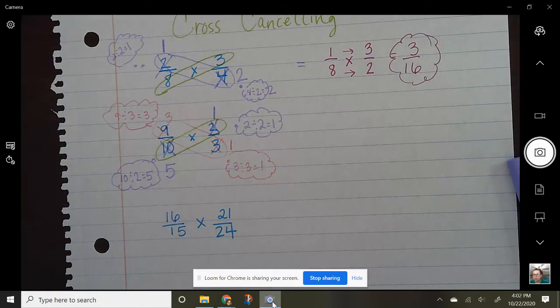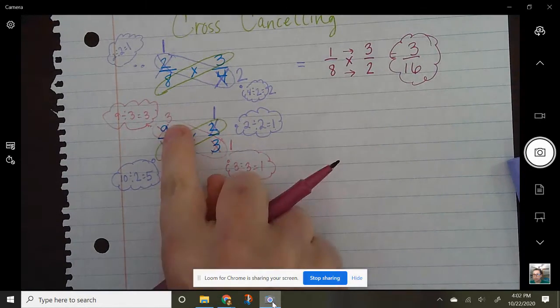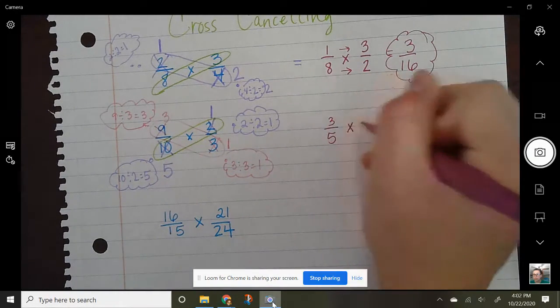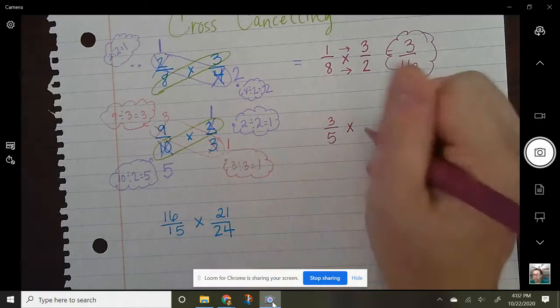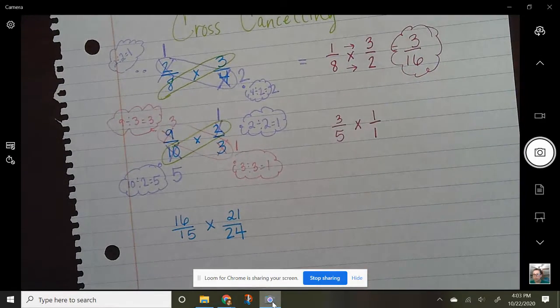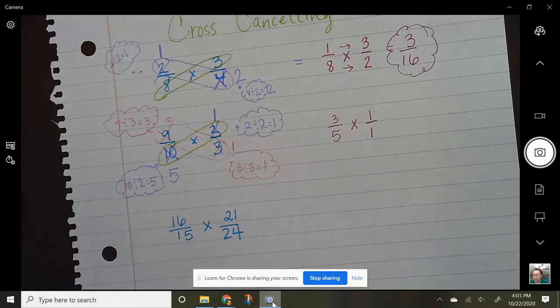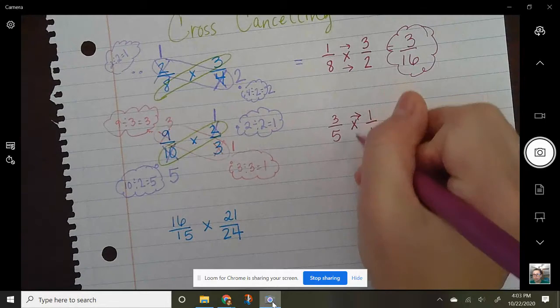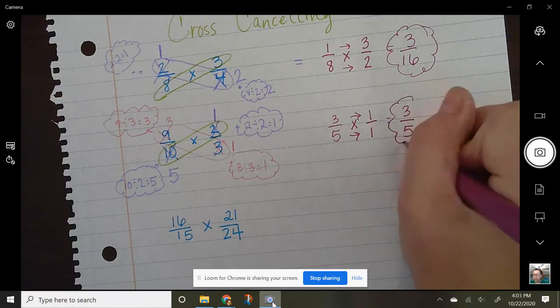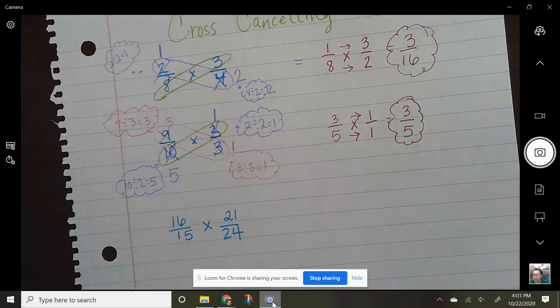And I can rewrite my problem. 3 and 5 are my first fraction. It's still a times. And then 1 and 1. Oh, yay! Now, I really don't even have to do anything else because I know anything times 1 is that. But I can go ahead just for the sake of the video, multiply across. And I am in lowest terms. It is simplified as much as it can be.